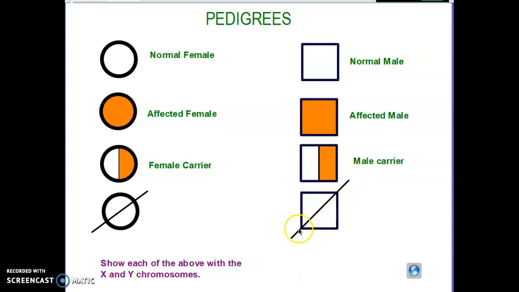If you have a line through a circle or a square, that means that person is dead. So you have to include everybody in a family tree or a pedigree, even if they're dead, because they may have even died from this particular disorder. So that's why you still show them on there.